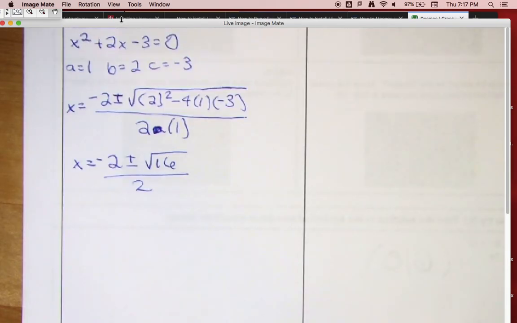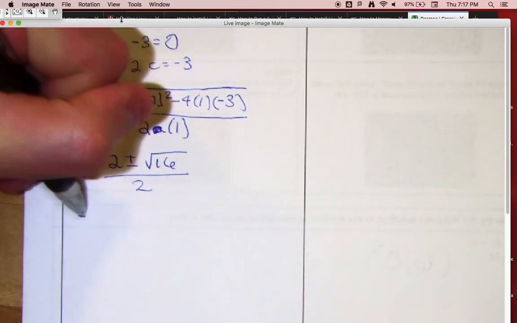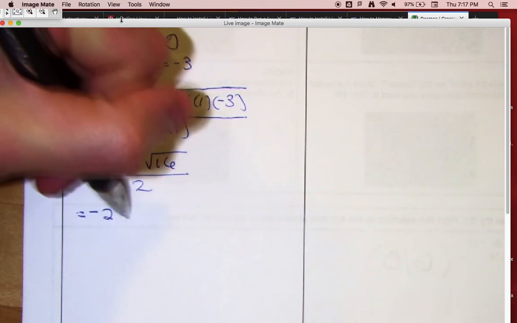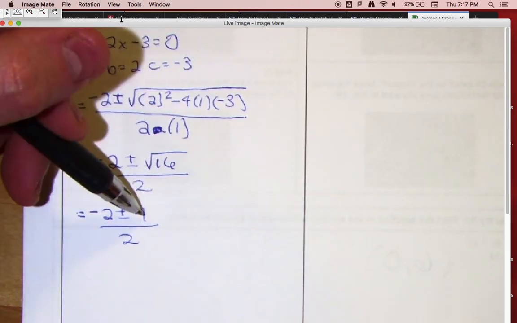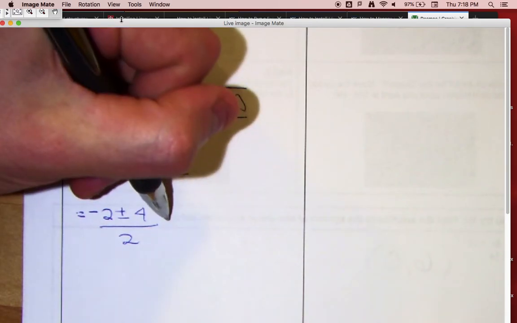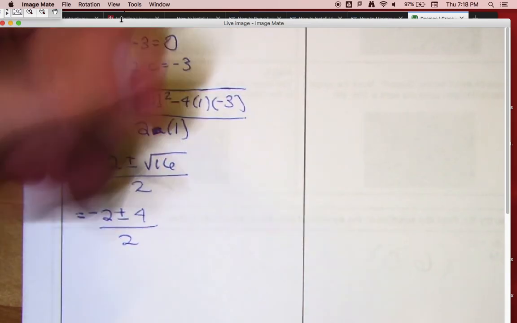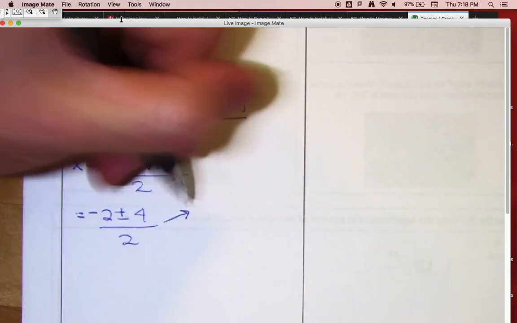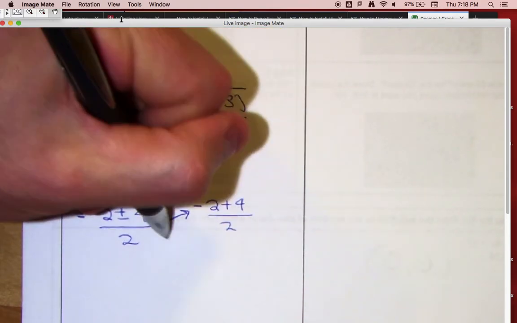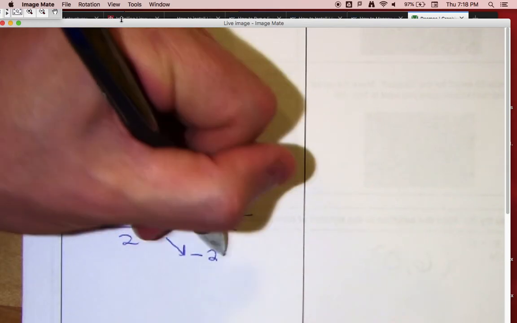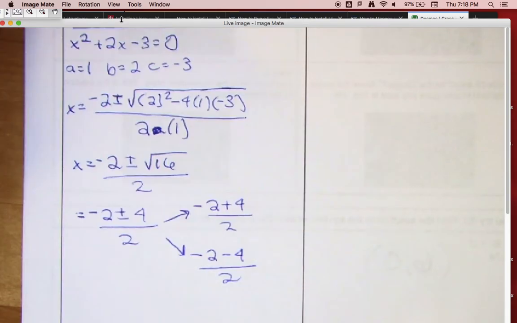Square root of 16 is 4. -2 plus or minus 4 over 2. Now, since this is an integer, we can break this up into -2 plus 4 over 2 and -2 minus 4 over 2. Anytime we have that integer, we can do that.